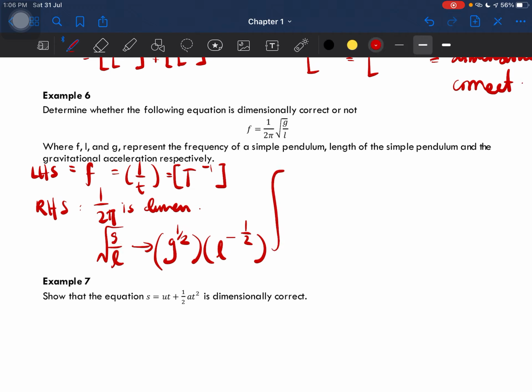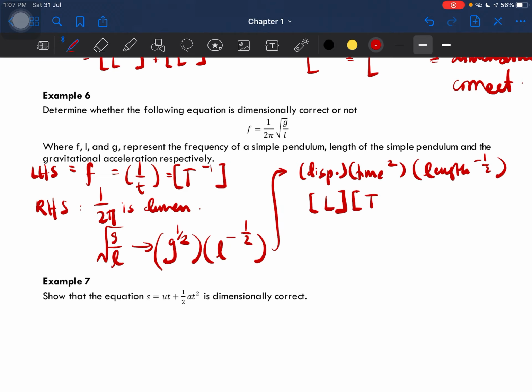Okay, right, so we know that gravitational acceleration is the same as acceleration that we did in the previous examples. So acceleration, we know that it is equal to displacement over time square. And then we have length here, which is length negative 1 over 2. So this one is L, this one is T square, this one is L negative 1 over 2.